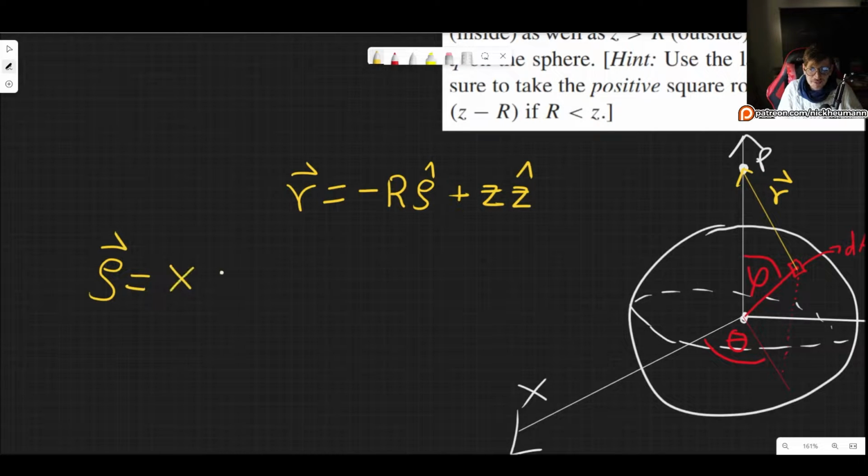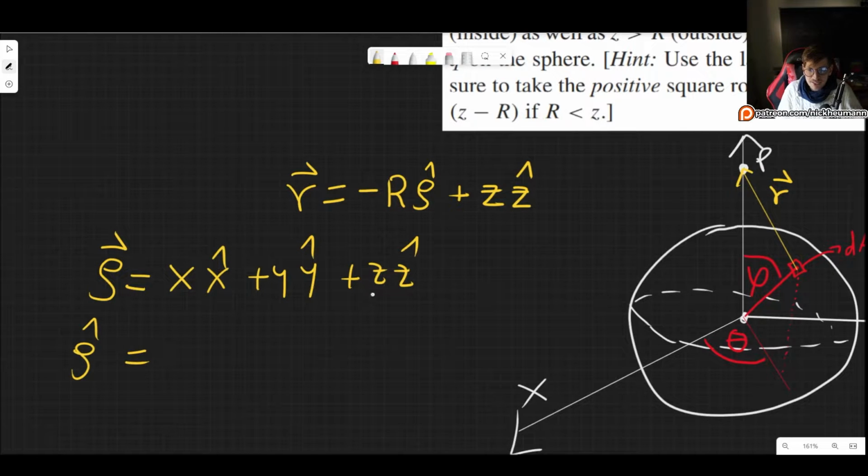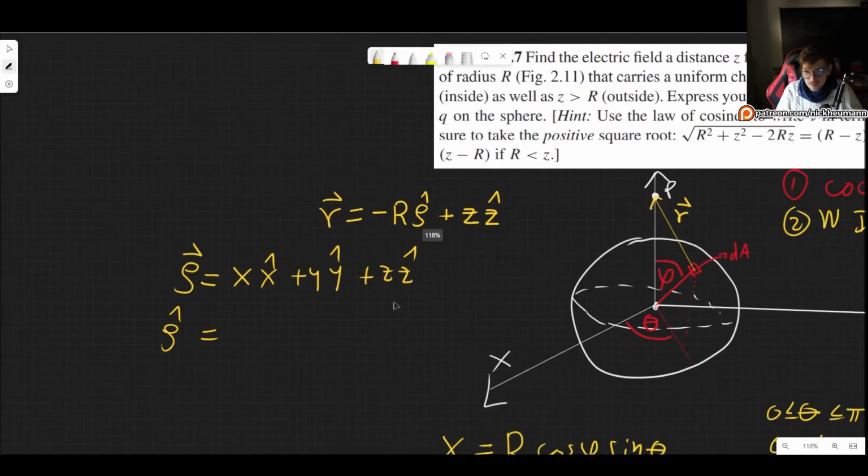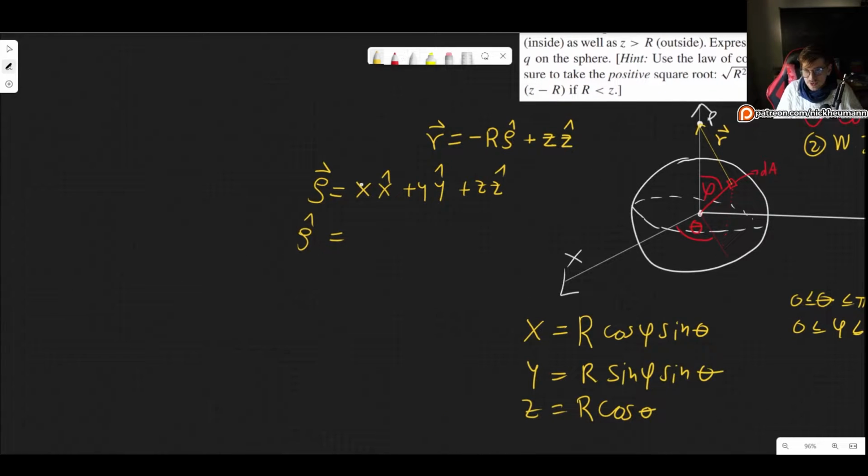Which is going to be x in the x direction plus y in the y direction plus z in the z direction. And then to find the unit vector, we will simply divide by its magnitude. So what is this going to be? Let me just quickly move this to the side so I have more space once I plug everything in.